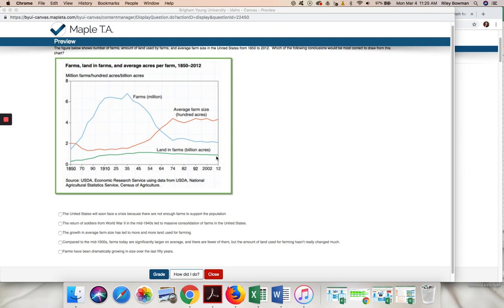This is giving us all of the information from this chart. It's stating each of these 3 lines and what they are representing. So this is the only one that I can say is a conclusion from this chart.